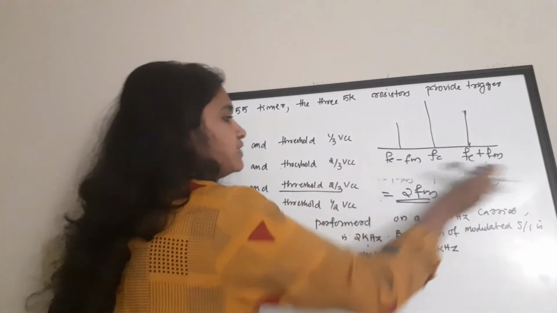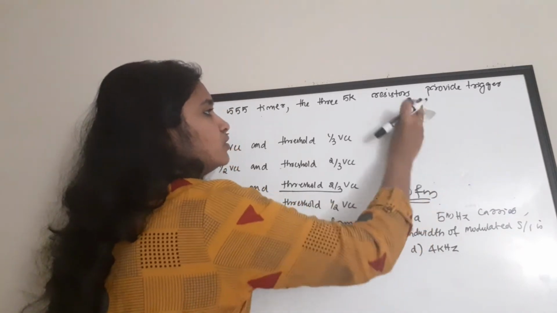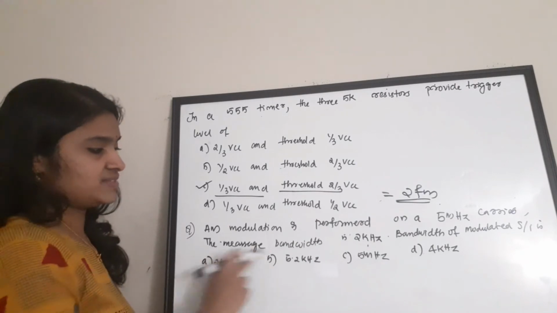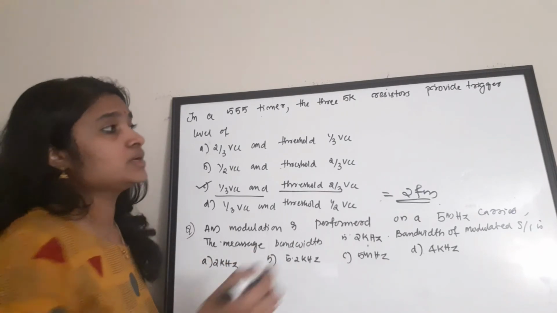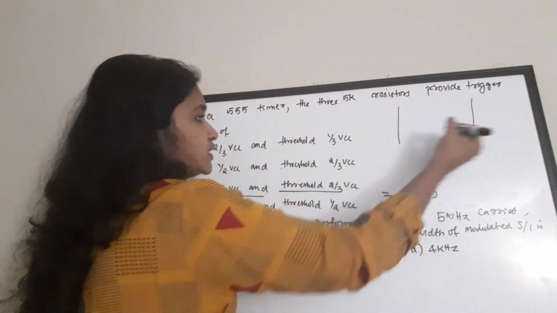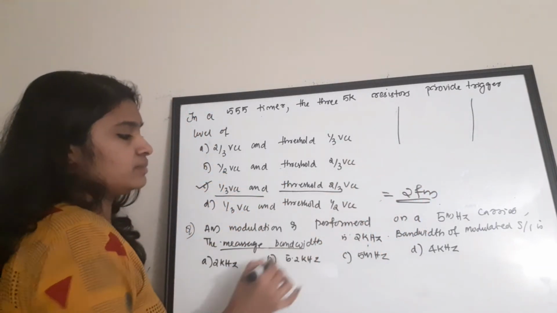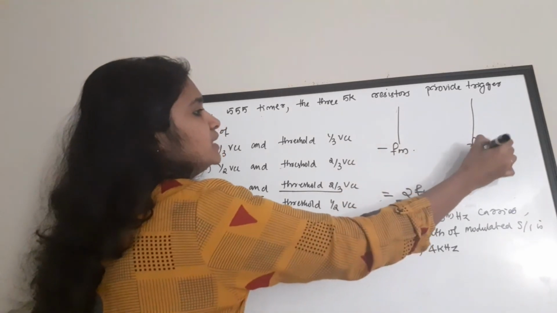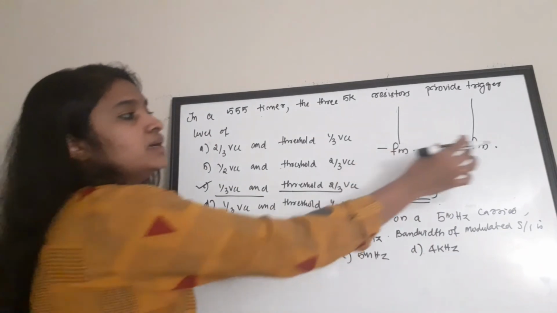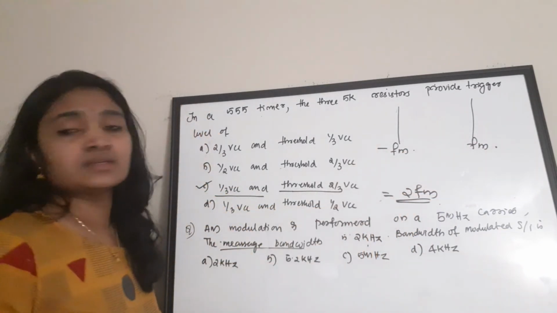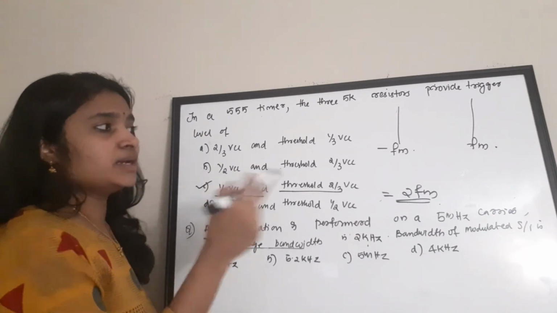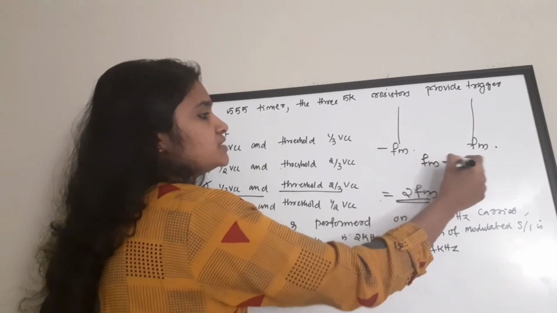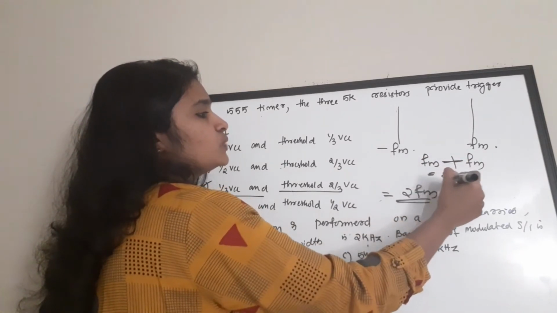Now in this question they have not given the maximum frequency of your input message signal, but they have instead given the bandwidth. So if you consider your message signal, let the lower frequency be minus FM and the higher frequency be FM. So what is the bandwidth of the message signal? It is FM plus FM, which is equal to 2 FM, right?